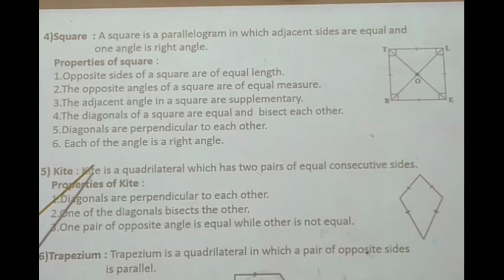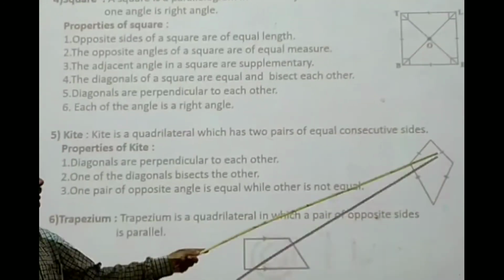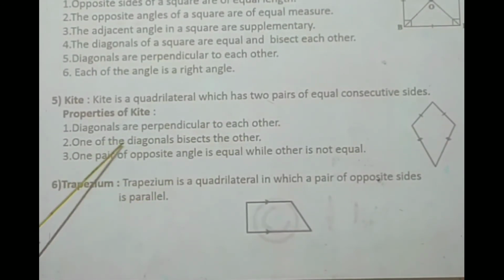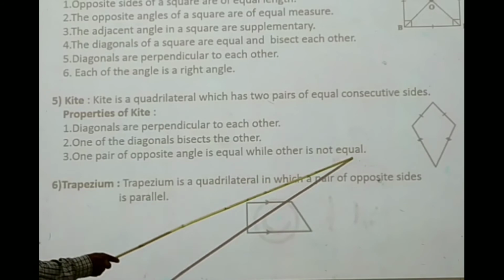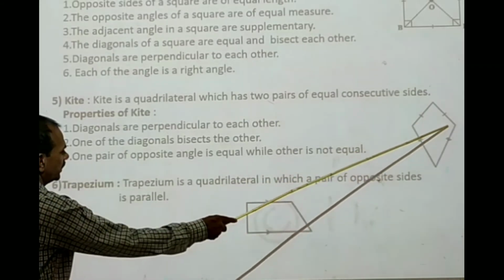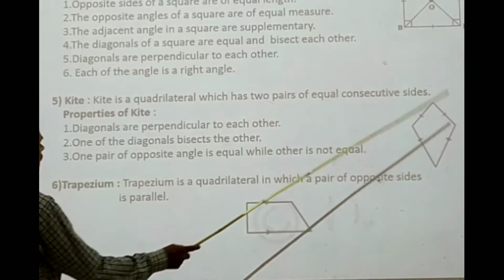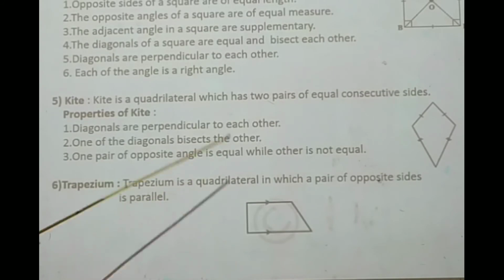Okay, next, kite. A kite is a quadrilateral which has 2 pairs of equal consecutive sides. Here this is and this is. So it is a kite. Diagonals are perpendicular to each other. One of the diagonals bisects the other. One pair of opposite angles is equal, while the other is not equal. Means this angle and this angle are equal, but this angle and this angle are not.